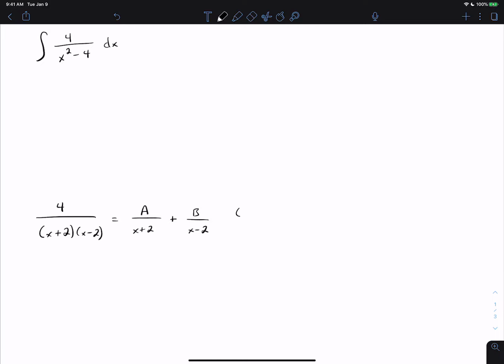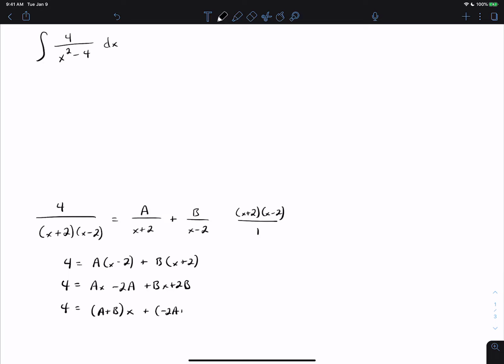We multiply by the common denominator, which is x plus 2, x minus 2, and we think of that as being over 1. On the left-hand side, that cancels the entire denominator, and we get 4. On the right-hand side, on the first fraction, the x plus 2 cancels. On the second fraction, the x minus 2 cancels. So now you distribute A, you distribute B, and you combine like terms. So you get A plus B times x plus negative 2A plus 2B.